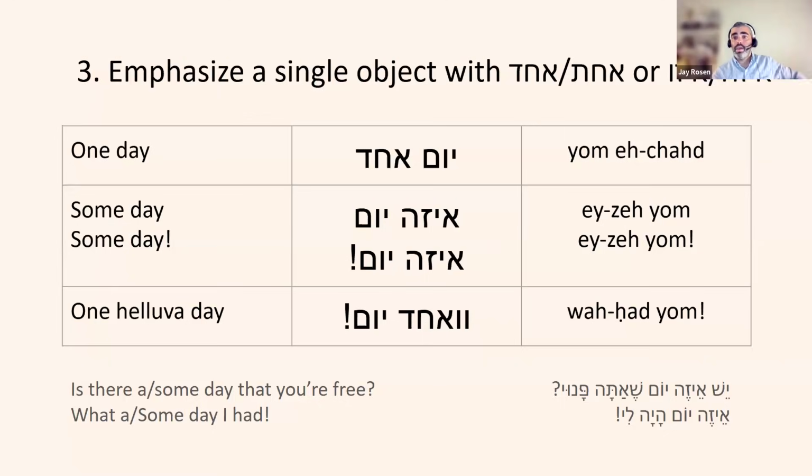For example, as you see at the bottom, I have a couple sample sentences. Yesh eze yom she'ata panui. Is there a day that you're free? In English, we would say, is there a day that you're free? Or is there some day that you're free?